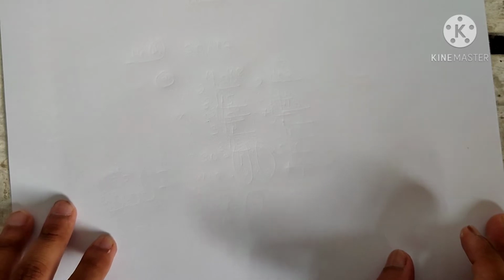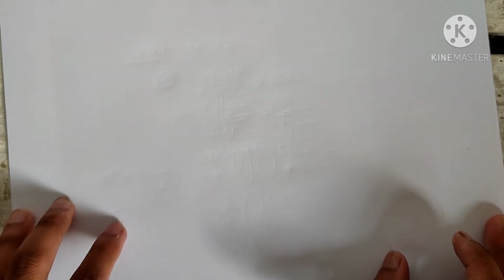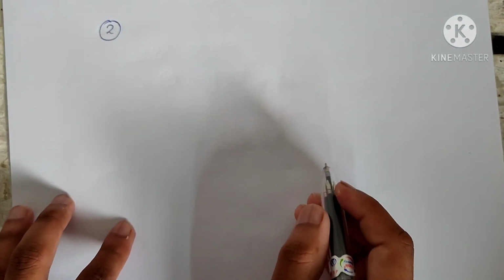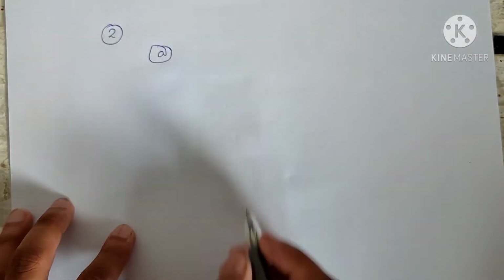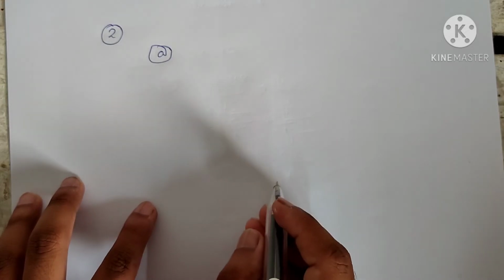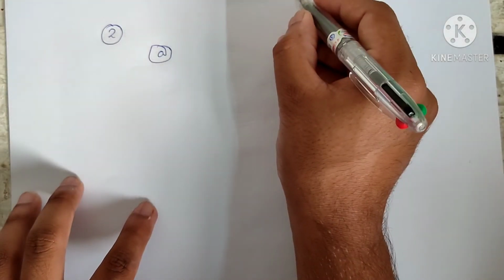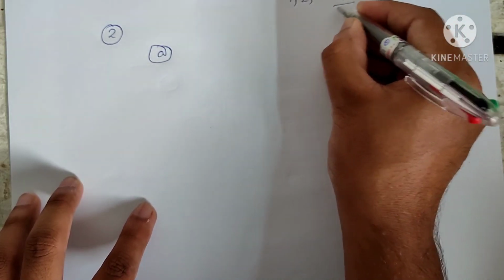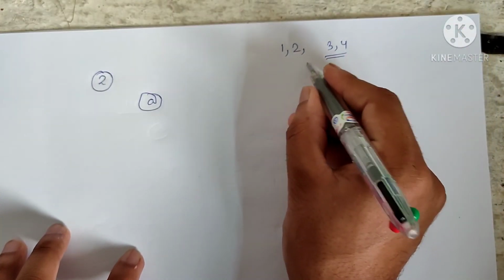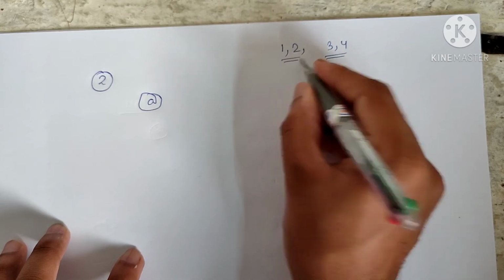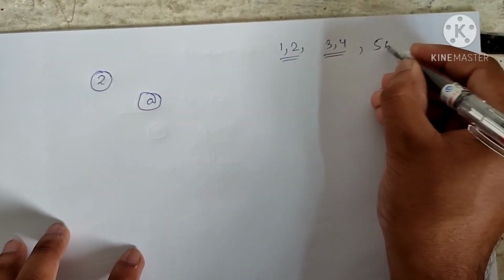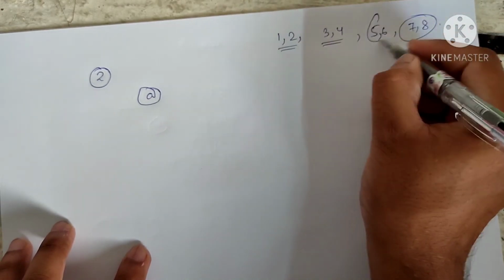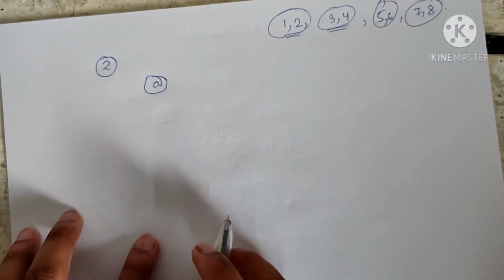Number 2, it is asking: what is the HCF of two consecutive numbers? Two consecutive numbers means, suppose, 1 and 2, also 3 and 4, they are consecutive. There is no breaking of numbers. Also like 5, 6, or 7, 8, you can take any pair, and these are all consecutive numbers.